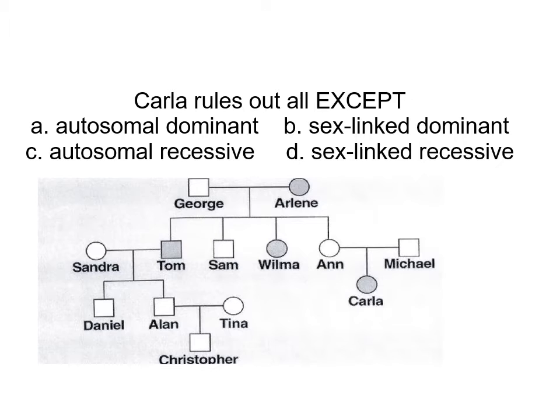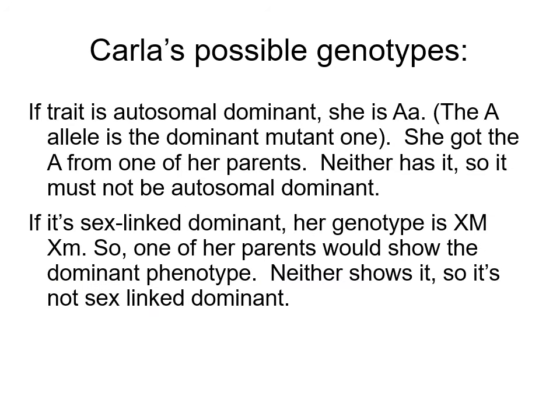Carla rules out all except autosomal dominant, sex-linked dominant, autosomal recessive, sex-linked recessive. Now you can see that Carla has the disease, and so you can say what her genotype will be in the various cases and see which one works. Okay, so for example, we consider autosomal dominant. If she's autosomal dominant, then her genotype is big A, little a. So the big A allele is the dominant one. So if that's the correct answer, she got it from one of her parents. Well, if you look at her parents, neither one has it. So it can't be autosomal dominant. She got it from somewhere, so it's not autosomal dominant.